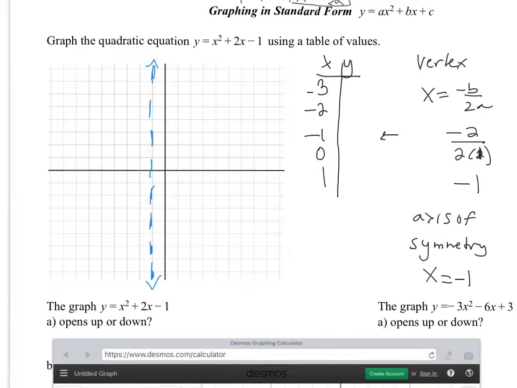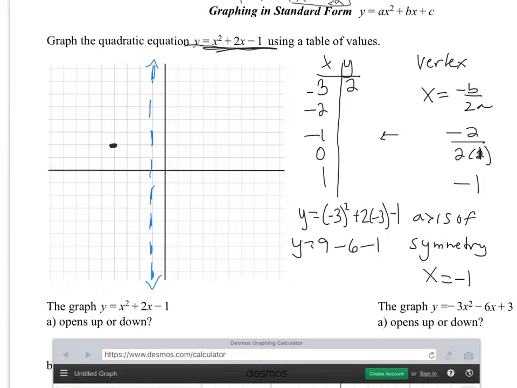Then I'll simply plug these into the equation. Remember, this is our equation, so we'll just plug those in. So y equals, for negative 3, negative 3 squared plus 2 times negative 3 minus 1. If we figure out what that is, negative 3 squared is 9. 2 times negative 3 is negative 6, minus 1. So it's 9 minus 6 minus 1, which should be 2. So that is 1 point on our graph, negative 3 and up 2.